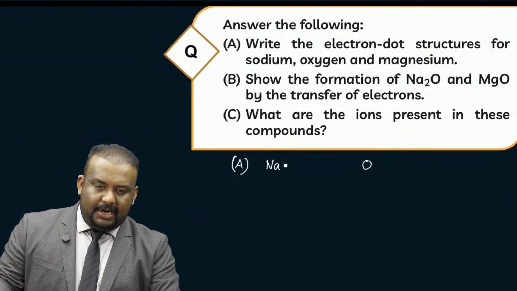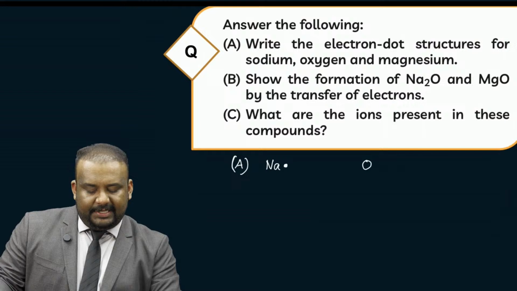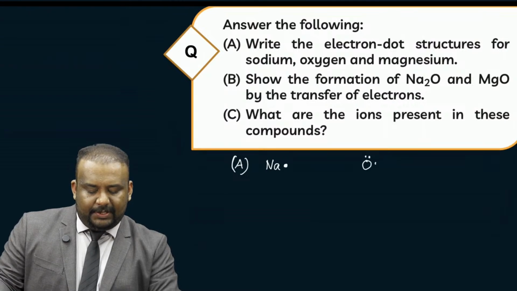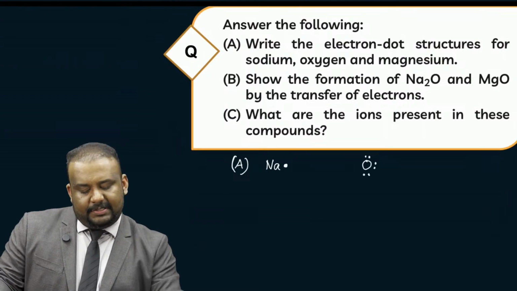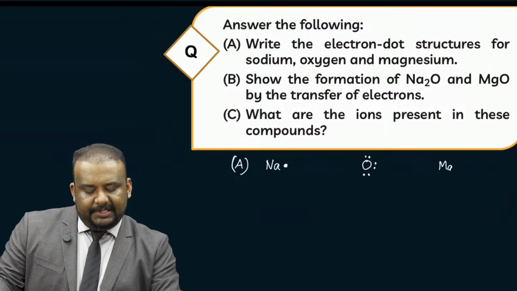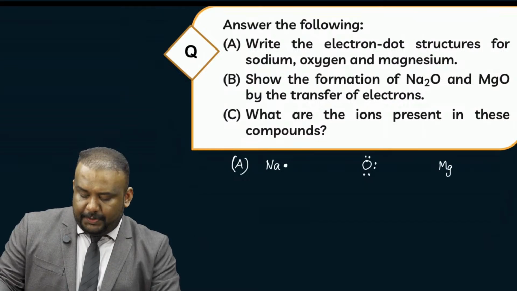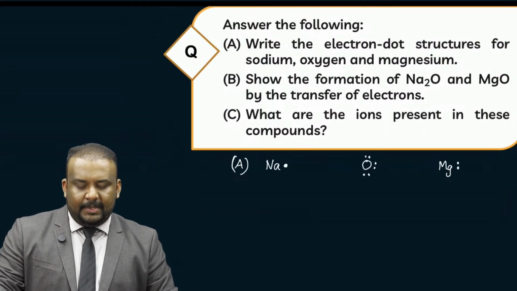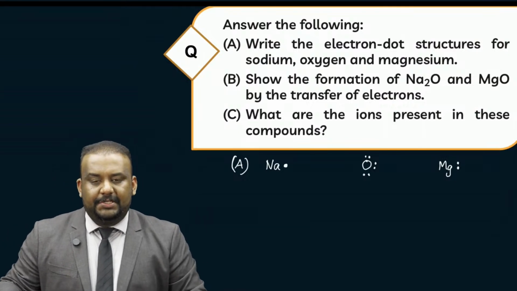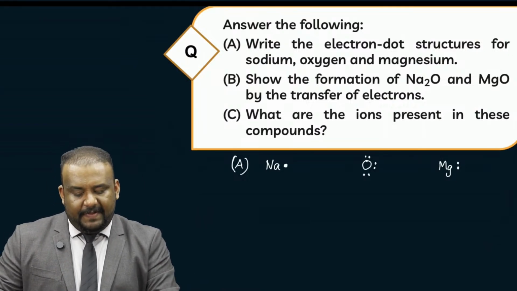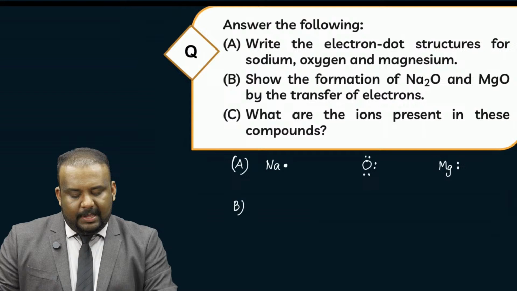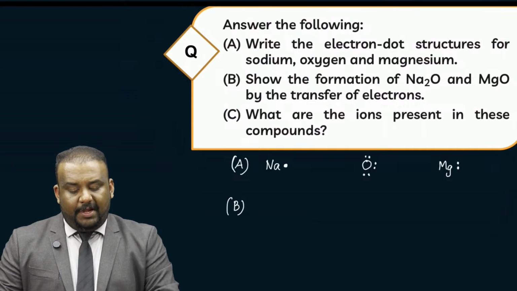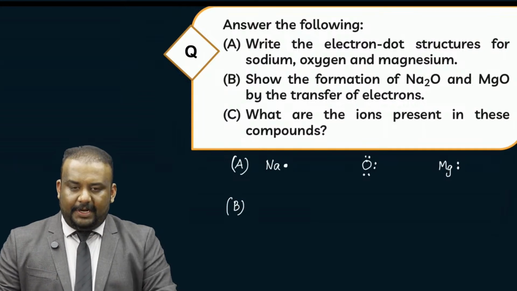Oxygen is atomic number 8. 2,6 is the electronic configuration. So it has a total of 6 valence electrons. And then magnesium, which is 2,8,2, will have 2 valence electrons. So Mg. These are the Lewis structures of each of those elements, showing their respective valence electrons. Show the formation of Na2O and MgO by the transfer of electrons.